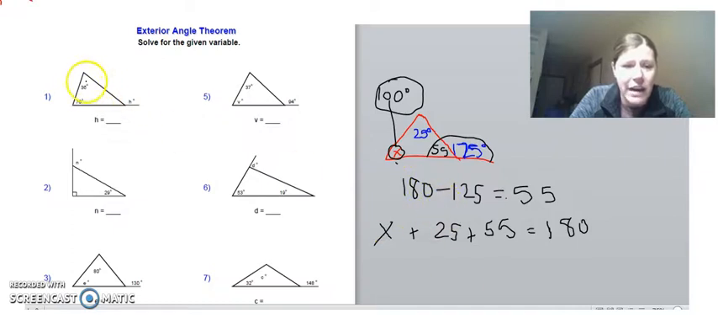So I'm going to take 180, I'm going to subtract those angles to figure out what would be here. And then, remember, a straight line also equals 180, so I'm going to take 180 and subtract whatever I would have gotten for this angle here, and that would give me what's left for the h there.